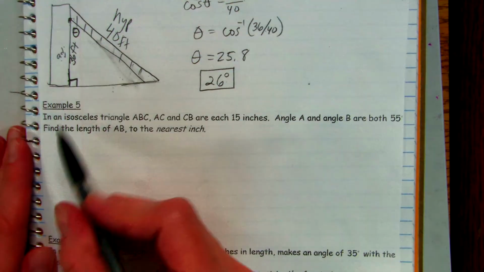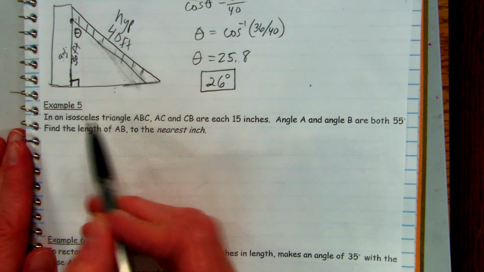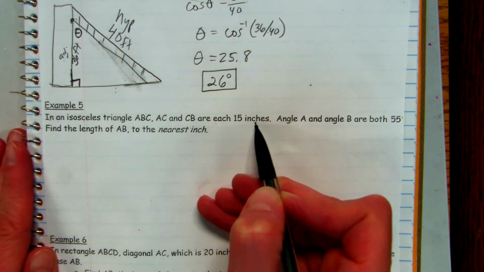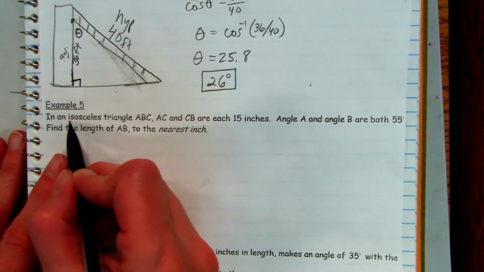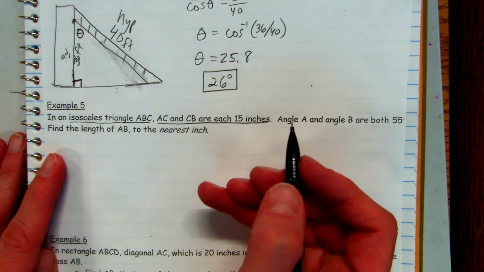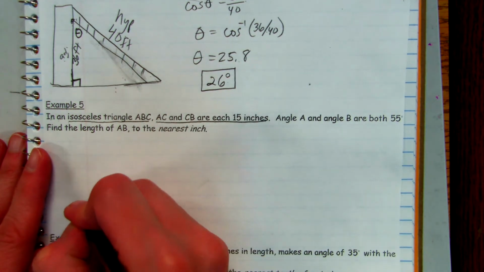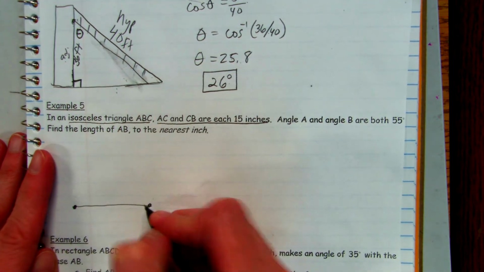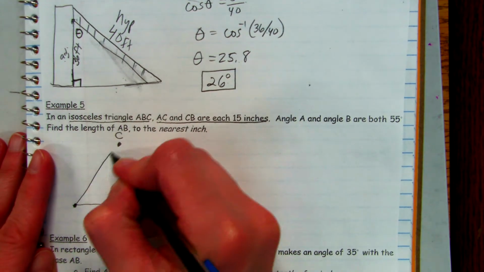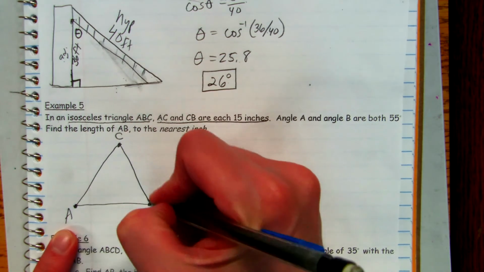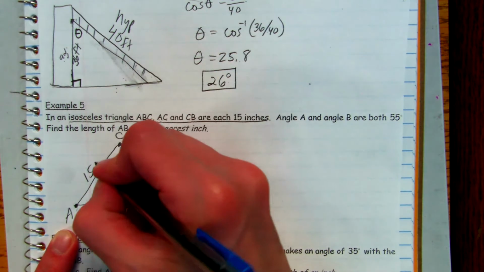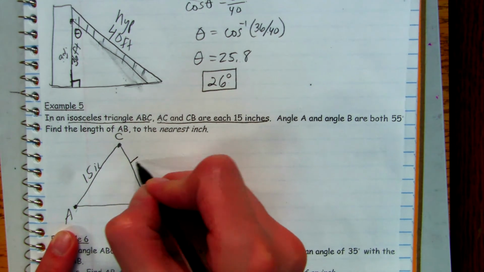All right, so let's look at example 5. In an isosceles triangle ABC, AC and CB are each 15 inches. Let's wrap our brains around this. First of all, we know it's an isosceles triangle ABC. We know AC and CB are each 15 inches. So isosceles means two sides are the same. So I notice I have C on both of these. I'm going to put C at the top, and put A down here and B over here, because then I can make AC 15 inches and CB 15 inches.